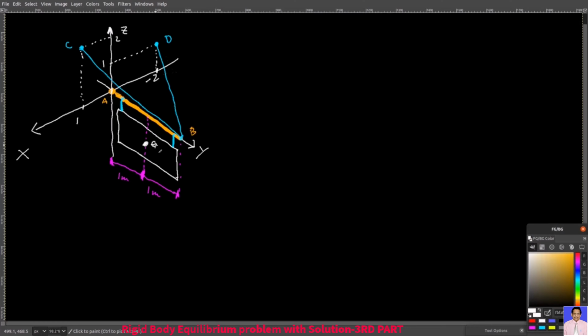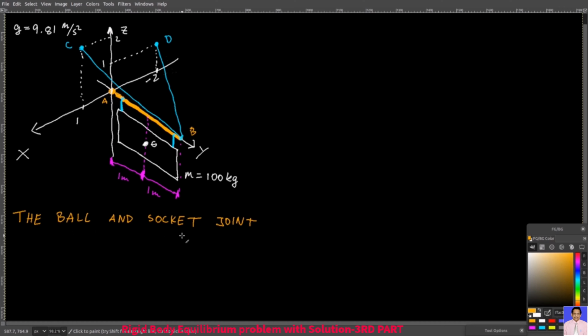I have a sign here which is 100 kilograms. Its center of gravity is at point G. You can assume that the gravitational acceleration is 9.81 meters per second squared. You can ignore the weight of the AB rod and also the weights of the two cables that hold the entire structure in place. The support that you have at point A is called the ball and socket joint.